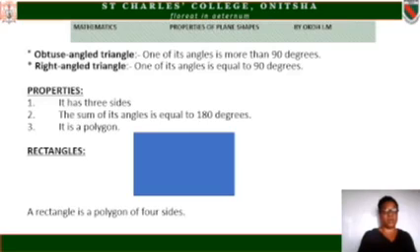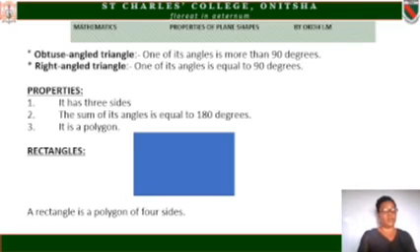Then we have the right angled triangle. In a right angled triangle, one of its angles is equal to 90 degrees. The triangle I'm having here is a good example. If you look at it, at the end here, there's a mark. That sign shows that it's 90 degrees. I cannot say it's 90 degrees by looking, but once you see this sign, you know that it's saying it's 90 degrees.